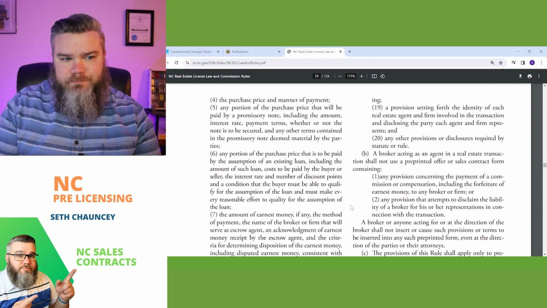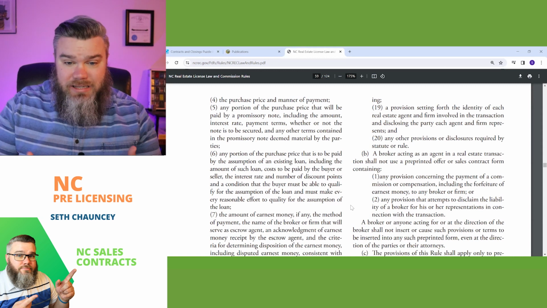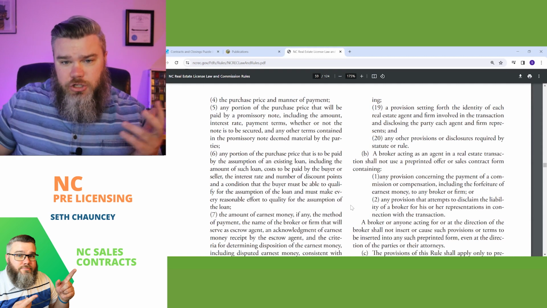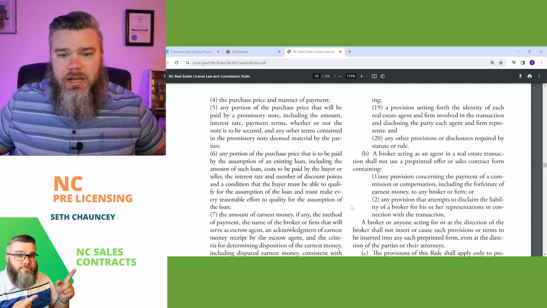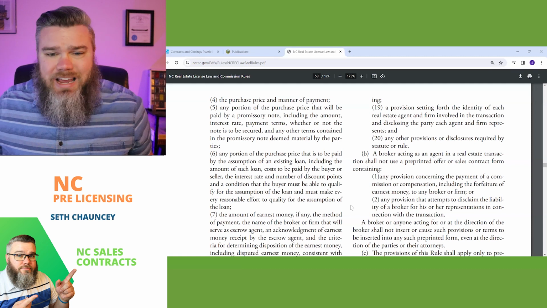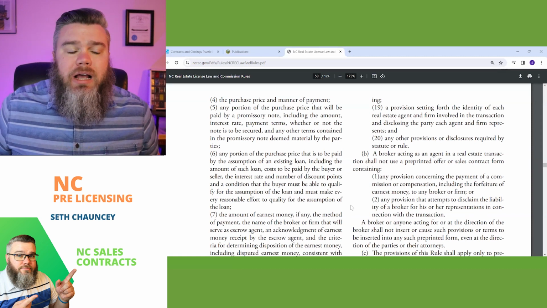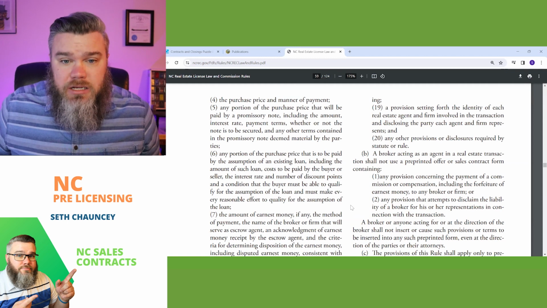It's not allowed. Now that being said, it just so happens that the 2T checks all these boxes, and it is designed to be utilized for resale residential transactions. So it is very commonly utilized, but it is not the only form, period. There are lots of other ones.